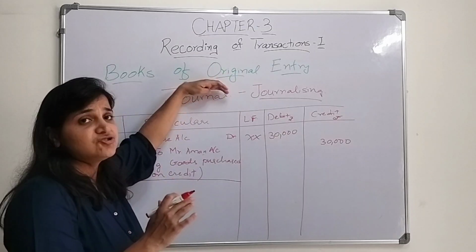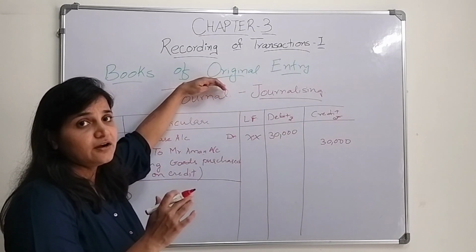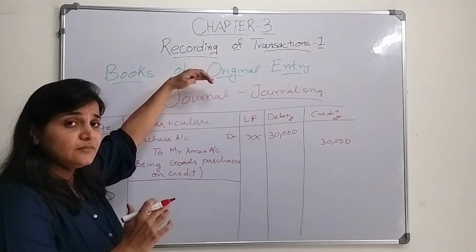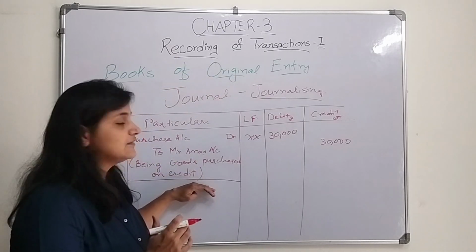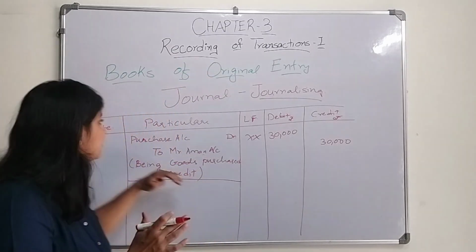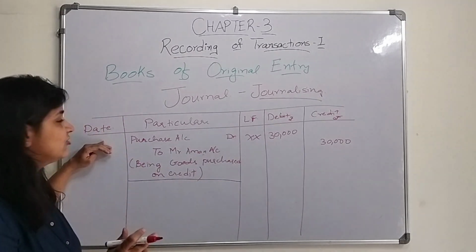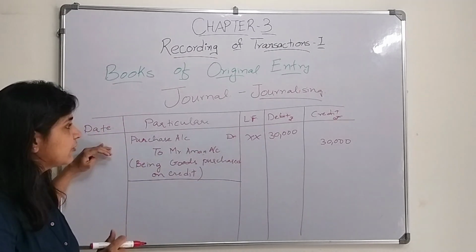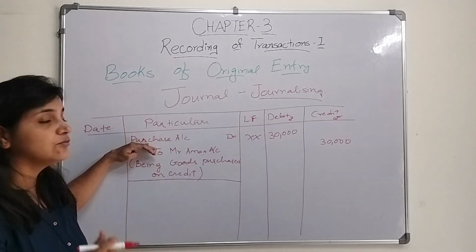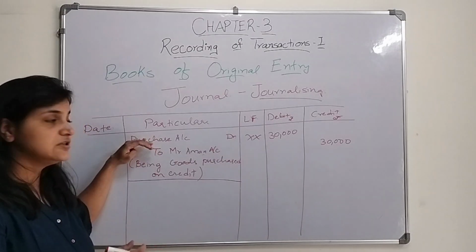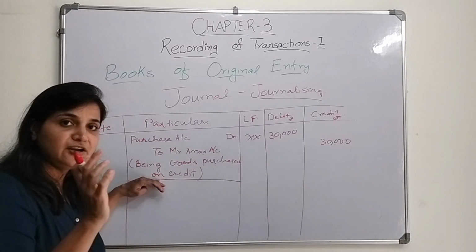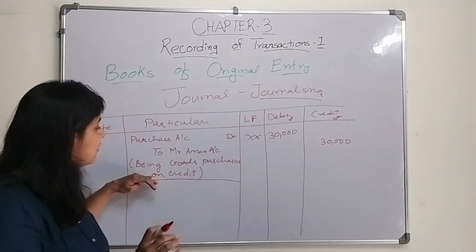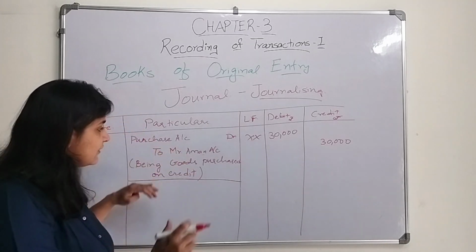Mind it, books of original entry, they can ask you MCQs on this. We record in our books of original entry, we pass the journal entries. How do we record? I'm repeating again. On which date did this transaction happen? We will record that date. In the particulars, what transaction happened? We purchased the goods from whom? To Mr. Raman. We will give a narration, a brief explanation of what happened in that particular transaction.